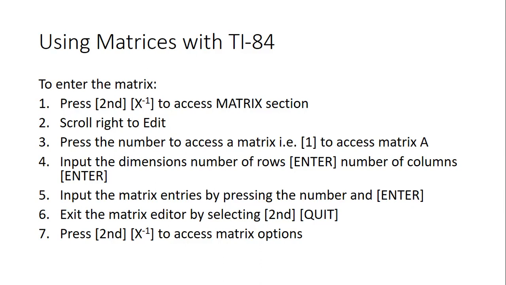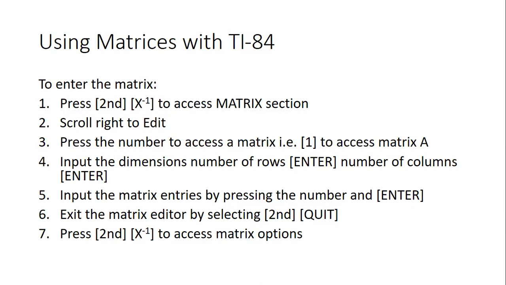All right, so on our calculator, you should have reset. We're going to go through these 7 steps of how to put a matrix into the calculator to evaluate. Step 1: press second x to the -1 to access your matrix section. Then scroll right to edit. Once you're in edit, you determine which matrix you want, matrix A or matrix B, and press the number of the matrix you want. Then you input your dimensions, number of rows, enter, number of columns, enter. Then input the matrix entries by pressing the number and enter.